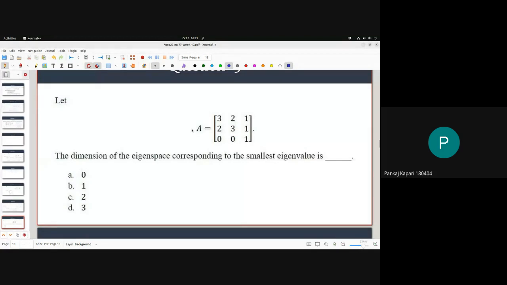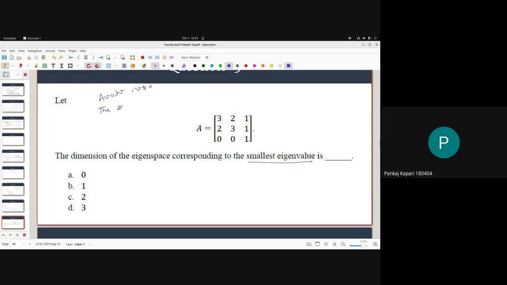Okay, so here we have to find the dimension of the eigenspace corresponding to the smallest eigenvalue. So what is an eigenspace? First we will find all the eigenvalues and then we'll pick out the smallest eigenvalue. Now, for a particular eigenvalue, the subspace generated by all the eigenvectors is called the eigenspace. So we have an eigenvalue and then we have the equation AV is equal to lambda V, where V is non-zero. This V is an eigenvector. So the space generated by all the eigenvectors is called the eigenspace.